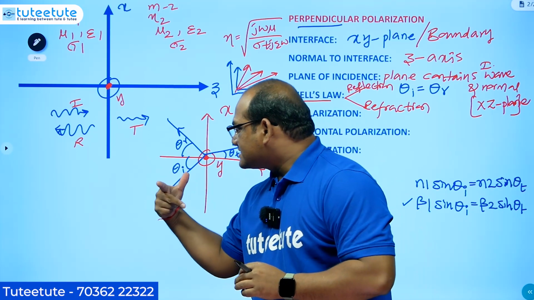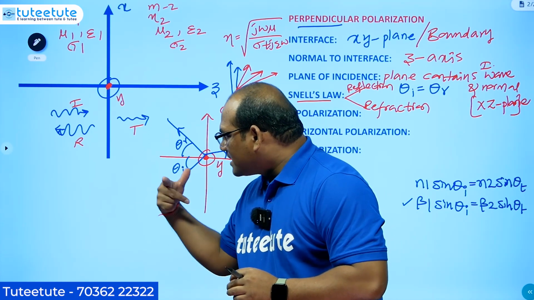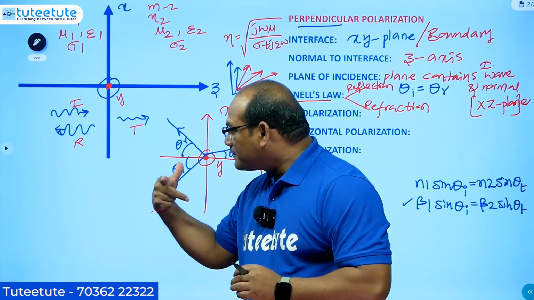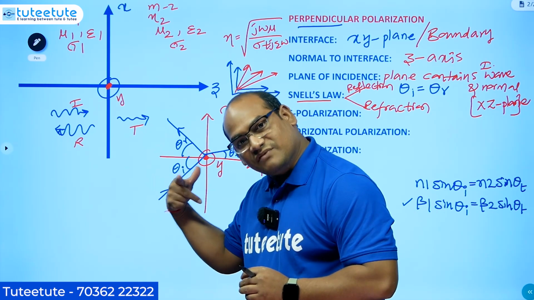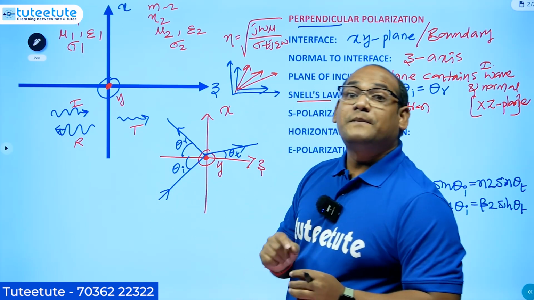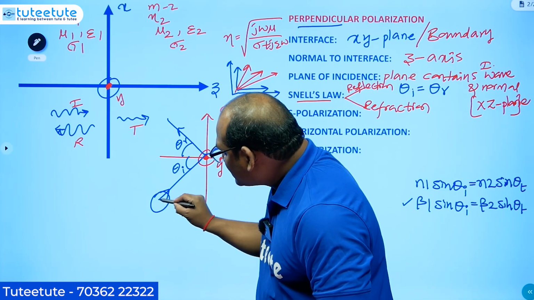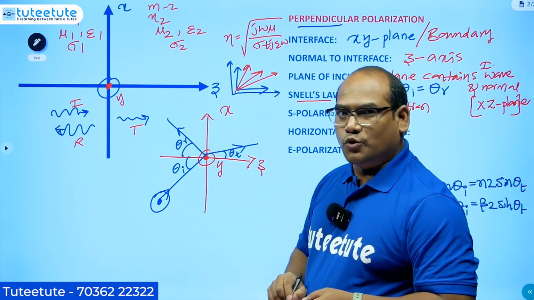So if I take like this, thumb is always in the direction of the wave and this forefinger is coming out of the board, coming out of the XZ plane. That means it is perpendicular to the plane of incidence. Since the electric field is perpendicular to the plane of incidence, we can tell it is the perpendicular polarization. So how to indicate this one? We have to take like this, na? A dot circle represents that the electric field is coming out of the board.